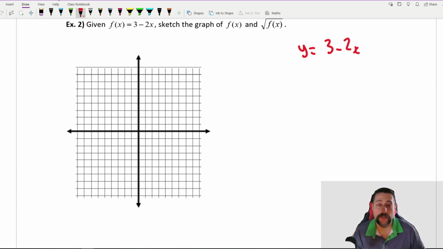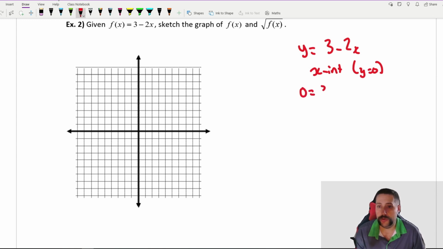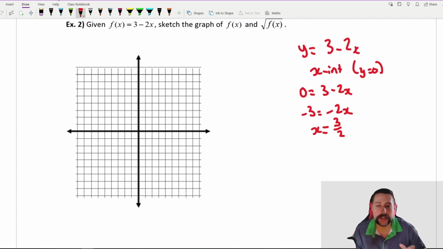For this one, let's find the x-intercept first. That's when y is equal to 0. So 0 is equal to 3 minus 2x. Move the 3 over, so you get -3 is equal to -2x. Divide both by -2, and you should get x is equal to 3 over 2. So that's where your x-intercept will be for your parent function. So 3 over 2 is right there.